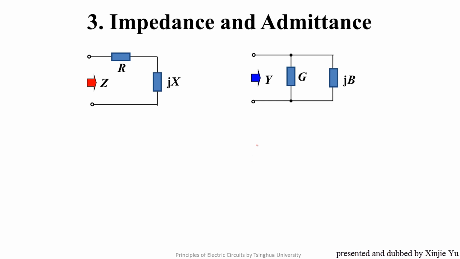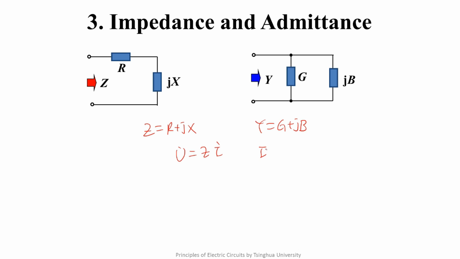A one-port network that includes RLC and dependent sources can be expressed in the form of impedance and admittance. That is, Z equals R plus jX, or Y equals G plus jB. Because these two one-port networks are equivalent, the port UI relationships of the two networks are the same: U equals Z times I, or I equals Y times U. Then we know Z and Y are reciprocal.